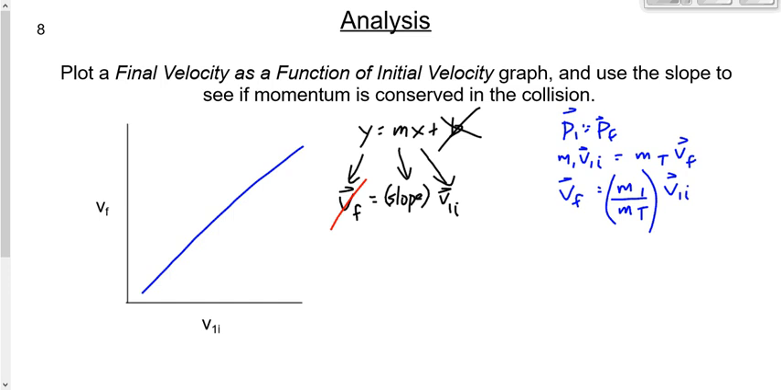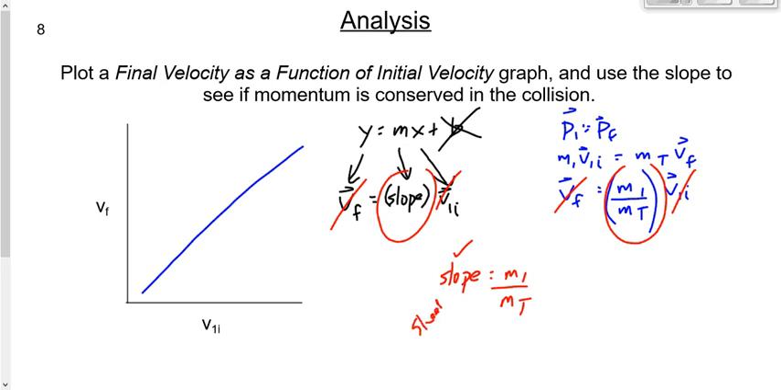If we cross off things that appear in both, I'm left with this. Right? The slope of this graph, Google Sheets is going to give you M1 over mass total. You can calculate that, right? This comes from Google Sheets. This comes from you calculating, using your original data.